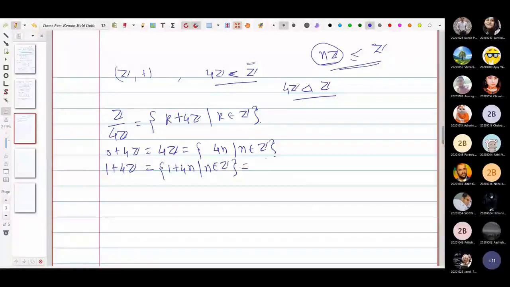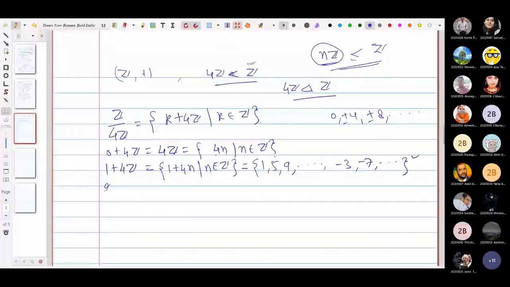So essentially in this set we will have 1, 5, 9, and so on, and also some negative numbers, minus 3, minus 7. So you need to find the multiples of 4, that is 0, plus minus 4, plus minus 8, and so on. And once you add 1 to each element, you will get the elements here.